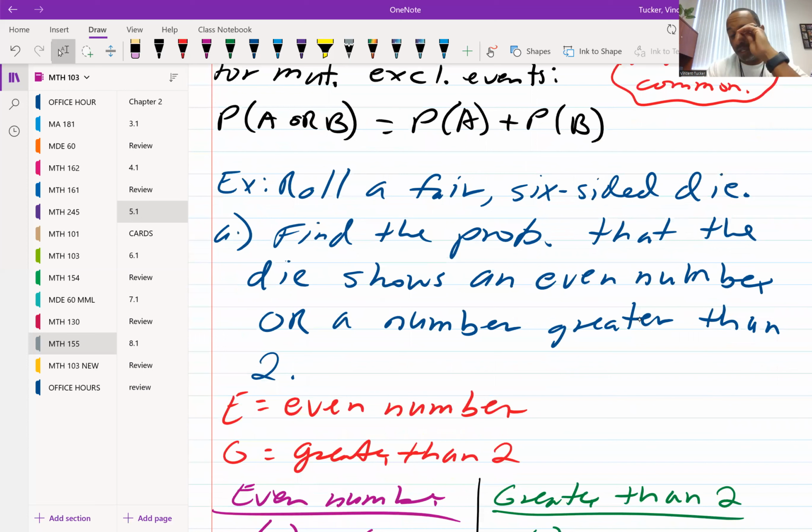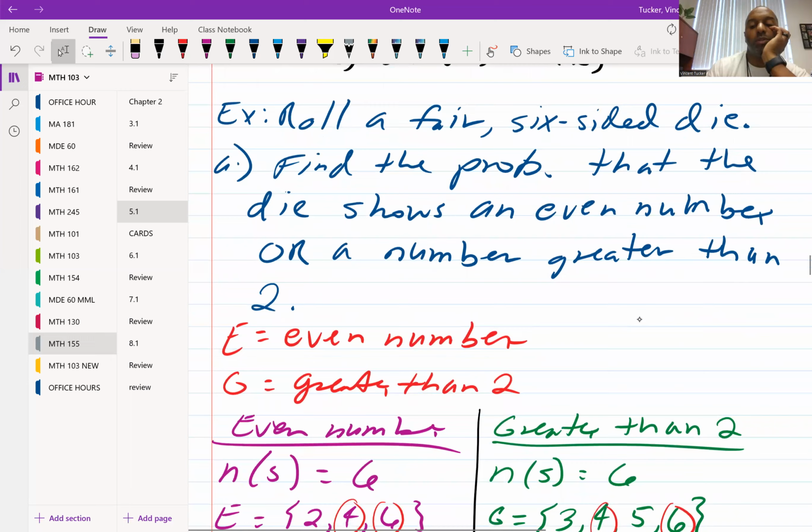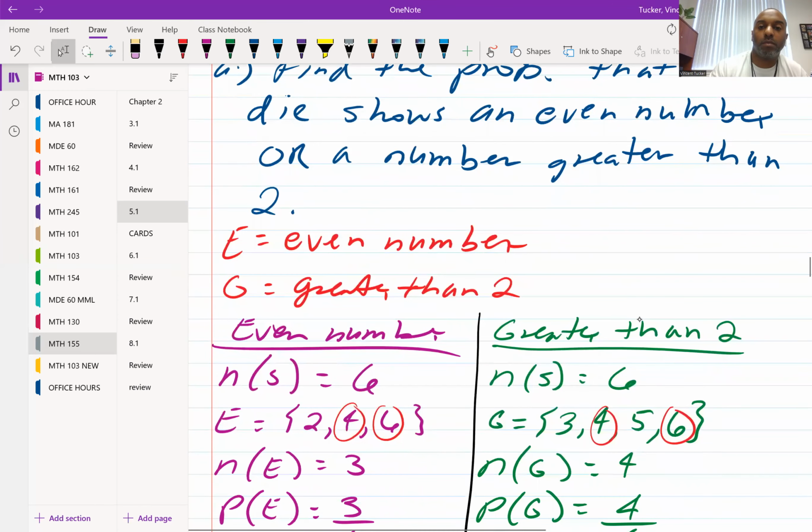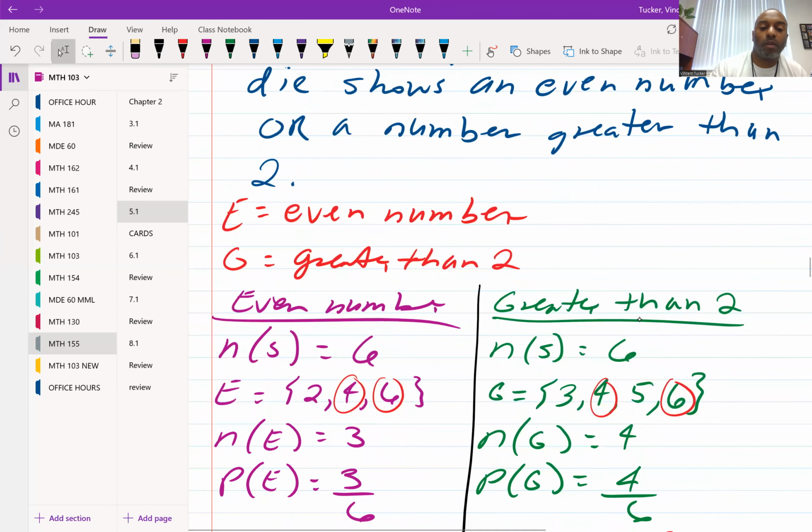I'm going to call my event E for my even number and G for greater than two, since I have two different events here. So we're going to find the probabilities of each one of them individually first. The number of our sample space is 6. There are 6 spaces on a die. We talked about that already.